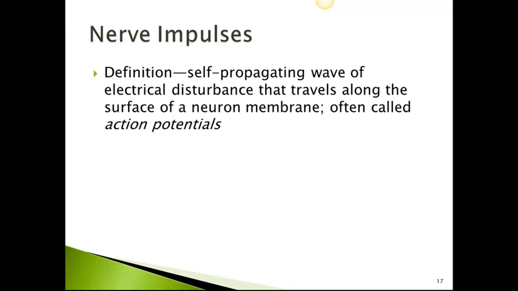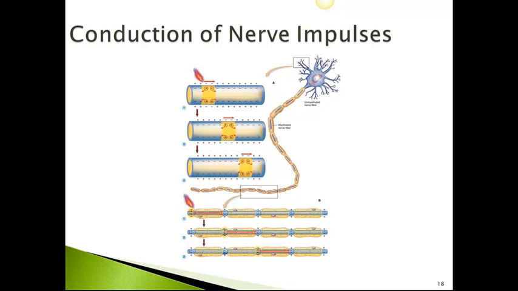Nerve impulses. The definition of a nerve impulse is a self-propagating wave of electrical disturbance that travels along the surface of a neuron membrane and is often called an action potential. As you can see here in the picture, up here on A is an unmyelinated fiber. A nerve impulse is a self-propelling wave of electrical disturbance that goes where it needs to.